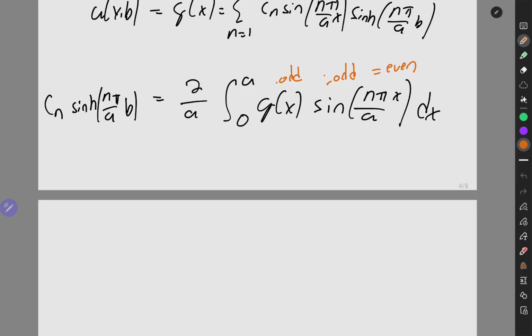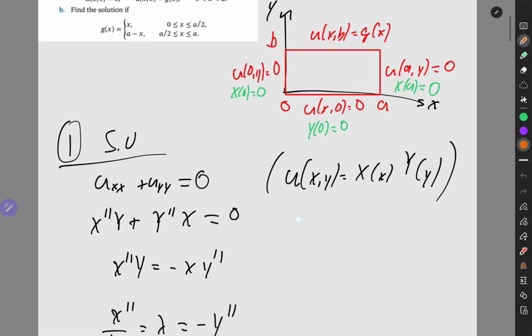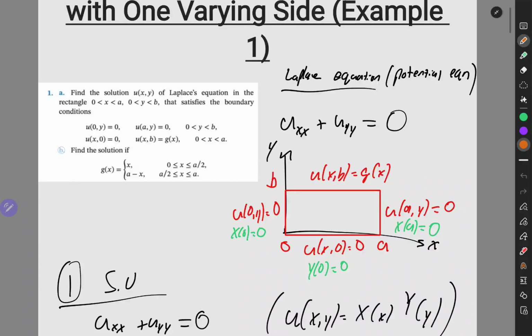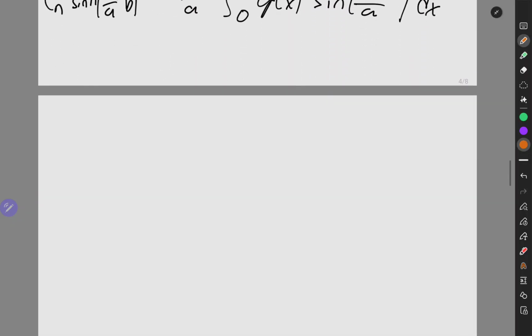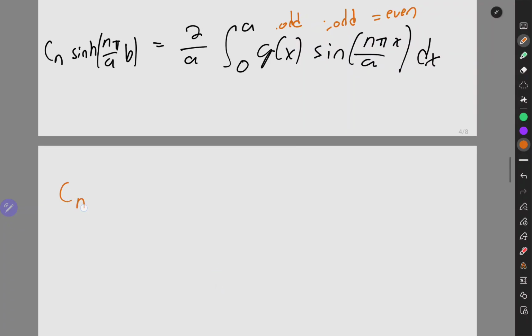I know part B says to use the g of x given, but we're going to ignore part B. We know how to do that. We know how to integrate. Right? That's the same thing. All you have to do is integrate this. You know how to do that. Then just solve for c sub n. It would end up in the form of this.